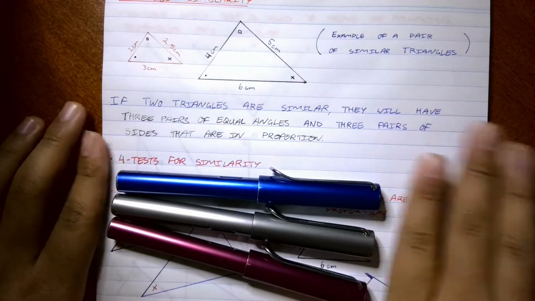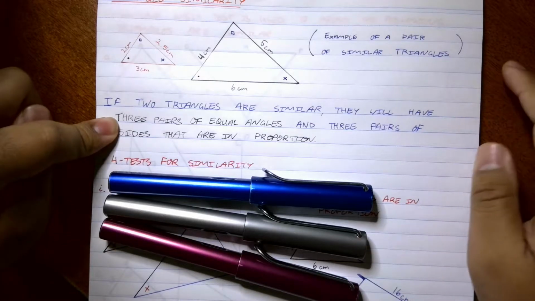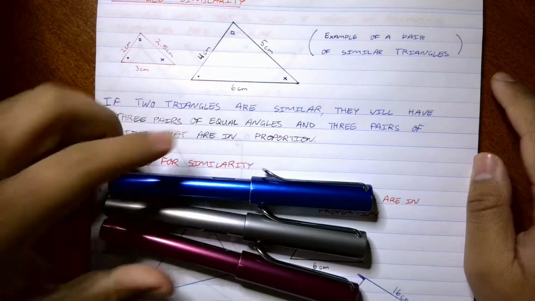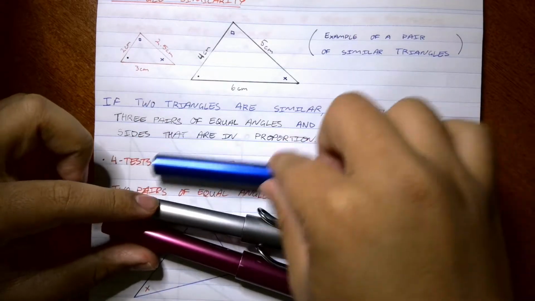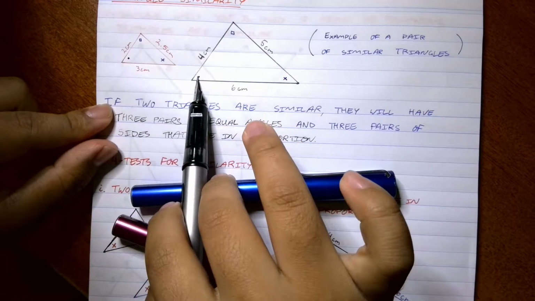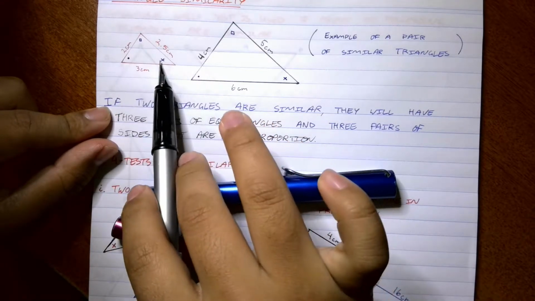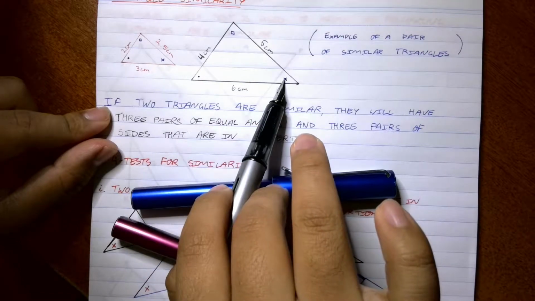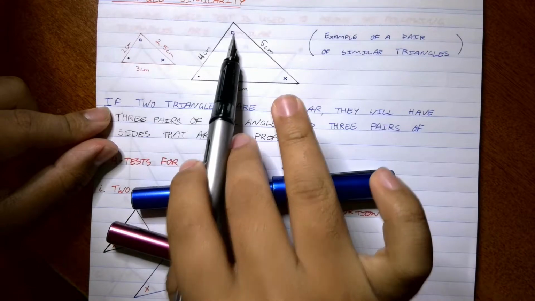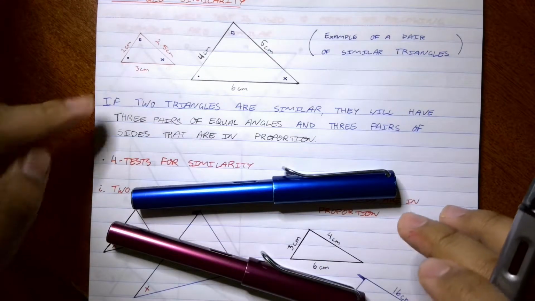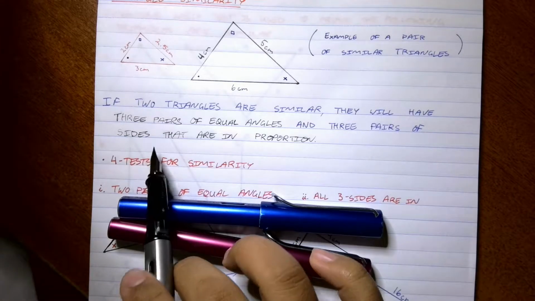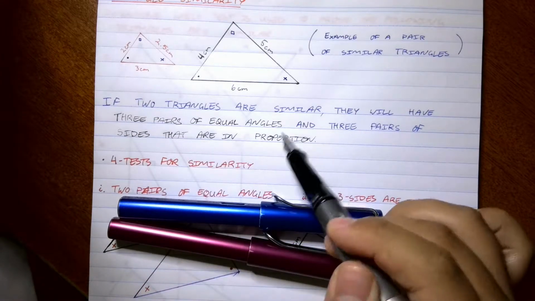The formal definition is, if two triangles are similar, they will have three pairs of equal angles, as I've shown here in the illustration. This angle is equal to that angle, that's one pair. This angle here is equal to that angle, that's the second pair. And this angle is equal to that angle, the third pair. So there are three pairs of equal angles, as well as three pairs of sides that are in proportion.